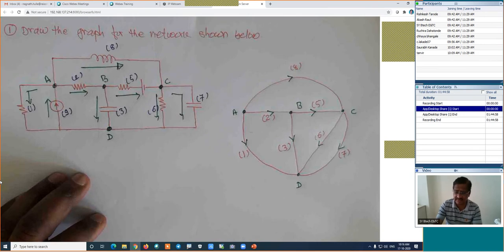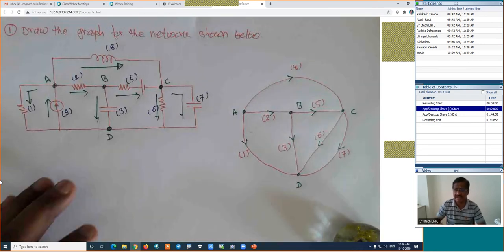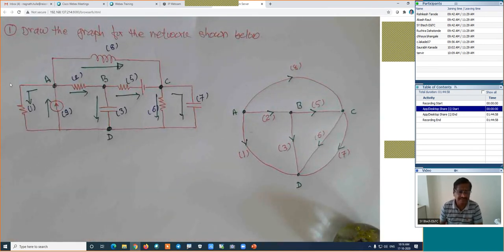Is it right? Is it clear? If anyone has any difficulty, just raise your hand. The methodology of this oriented graph or directed graph is the same as the terminology generally which we will use in case of the nodal analysis method.